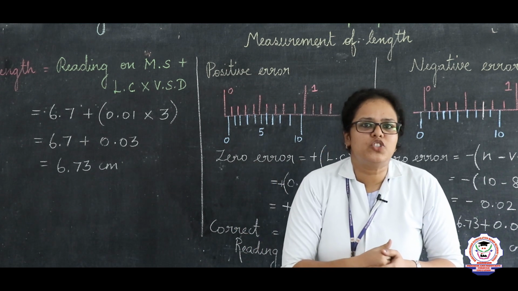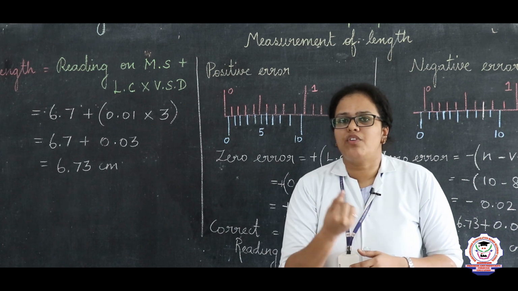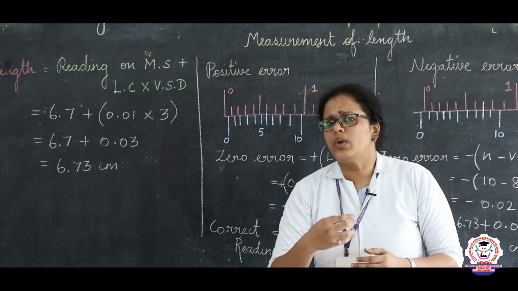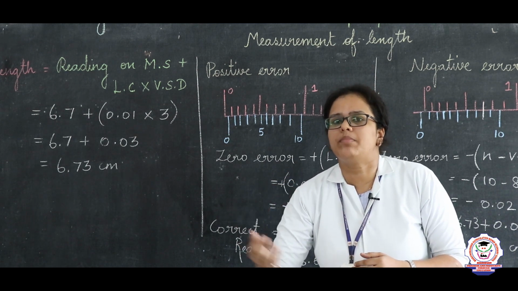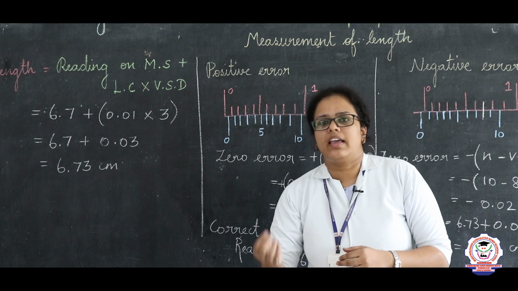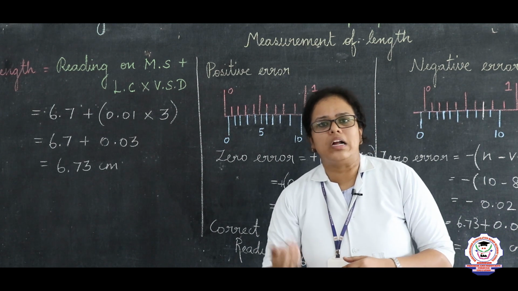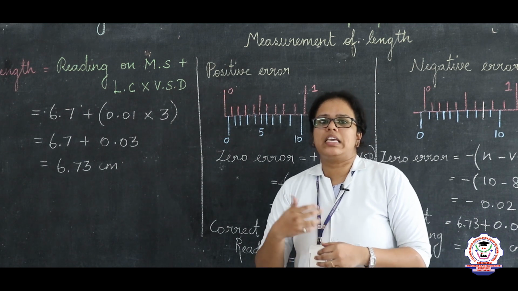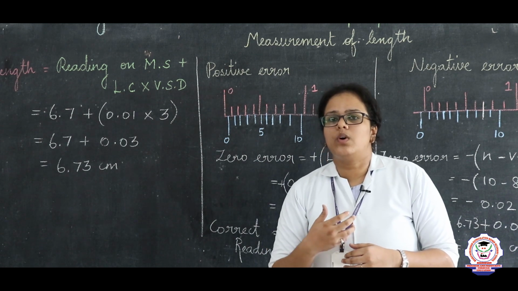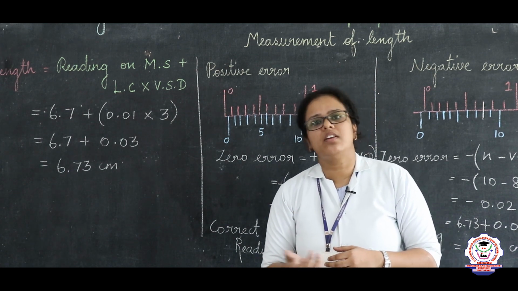What if we want to measure the diameter of a very thin wire with accuracy up to 3 decimal places? In that case, we have the other instrument called screw gauge. So we will be seeing about the parts and the working principle behind the screw gauge in our next class.